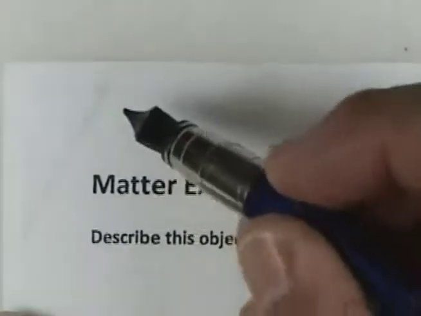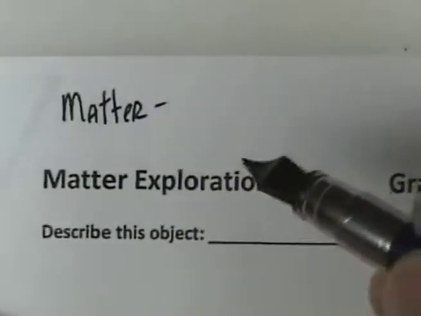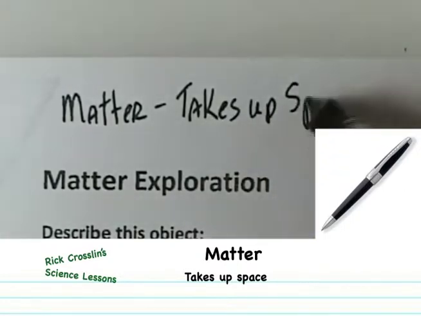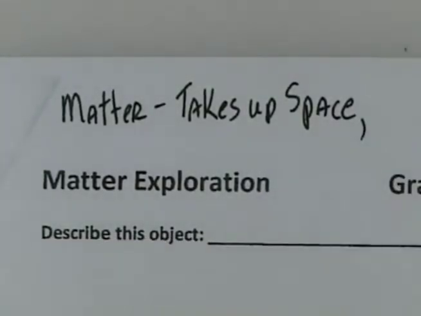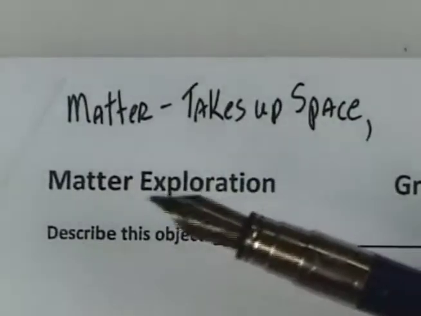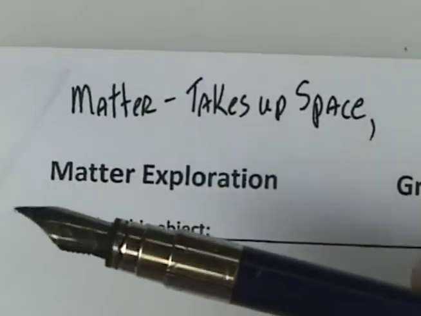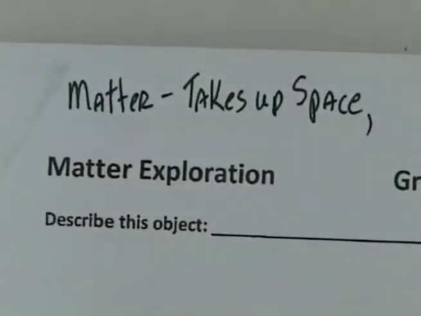So, what is matter? Well, it's two things. Go ahead and write this at the top of your worksheet. Two things about matter. It takes up space. Do you understand that matter takes up space? What I mean is, for example, this ink pen takes up space. That means I can't put my finger there, because that space has already been taken up by the ink pen. So matter takes up space.